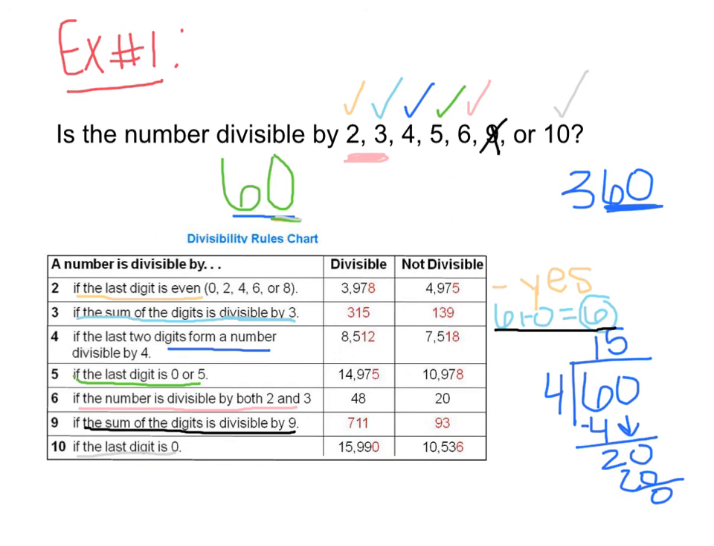So we have 60 is divisible by 2, 3, 4, 5, 6, and 10. That just means if we divided 60 by all of those numbers, it would go in evenly and we would have a whole number as our quotient.